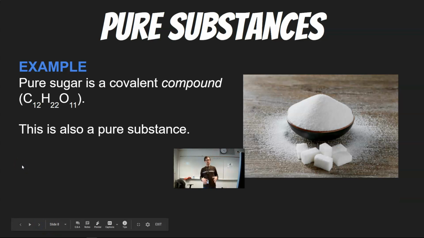On the other hand, a pure substance that is a compound could be, for example, sugar. So pure table sugar is a covalent compound. So here's a pile of it, and here it is in cube form. And it's a covalent compound. It's 12 carbons, 22 hydrogens, and 11 oxygens in the form that is scientifically called sucrose, and that's often what you find in your candy and stuff, and that's also a pure substance. It's just not made out of one element, it's made out of many elements stuck together in a compound.